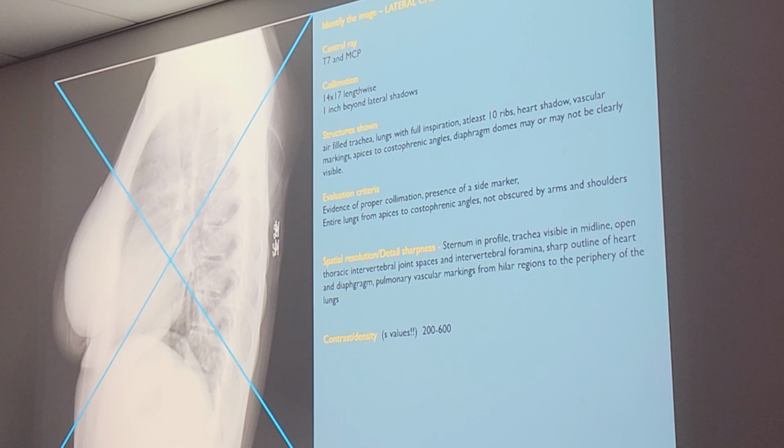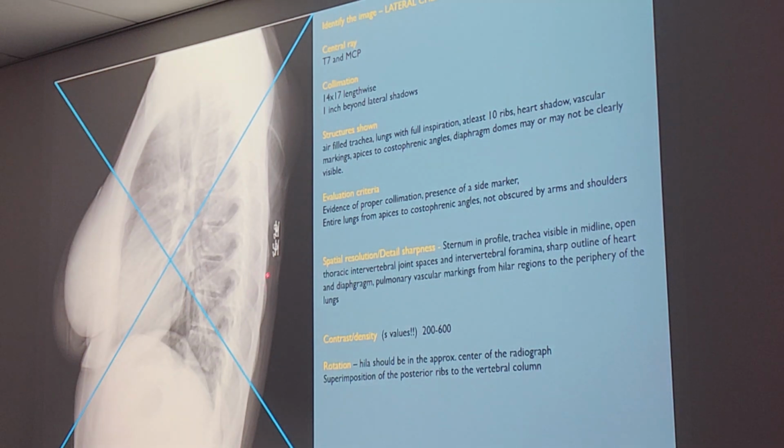And is it rotated? Yes. How can we tell rotation on this image? Because the back ribs are slightly curved. Because the ribs are not superimposed, which tells us there's rotation.